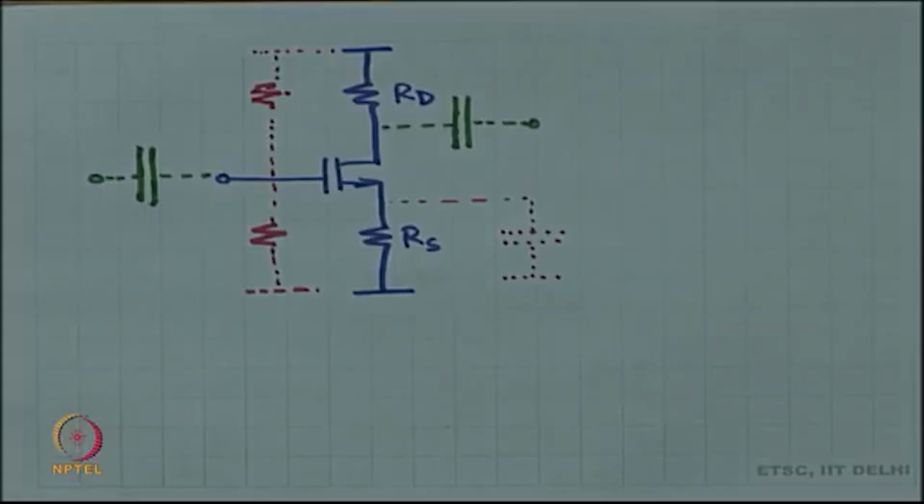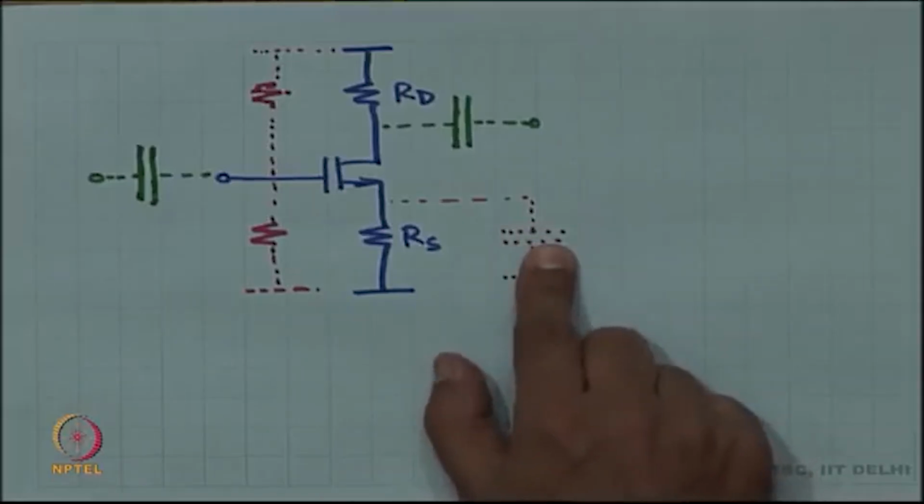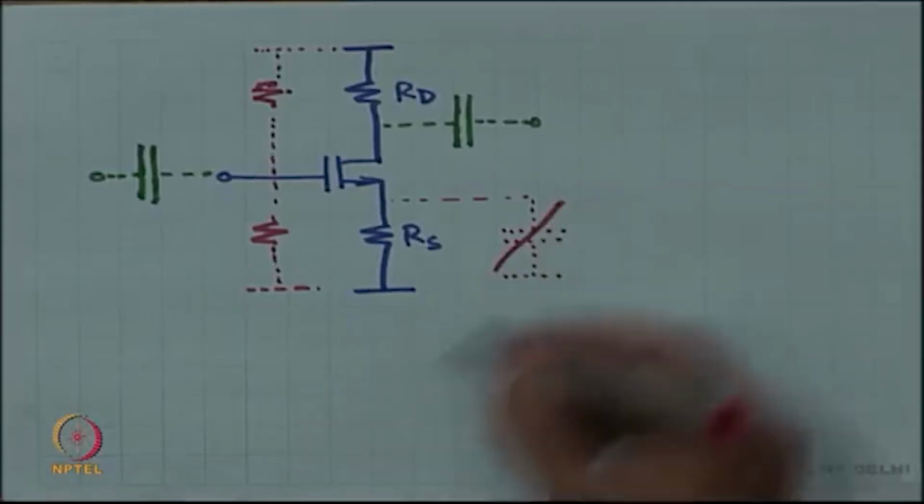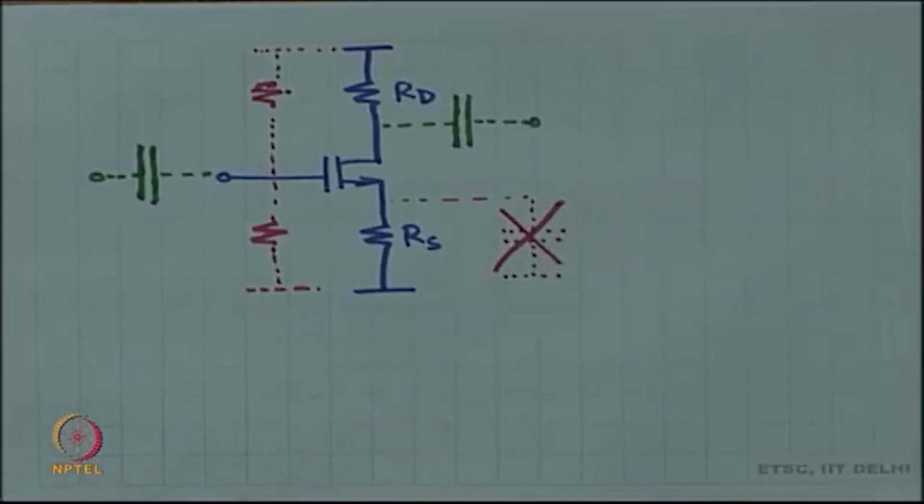Now, the question is, what if this last one, this capacitor, was not there at all? What would have happened? How will you solve this question? The way we solve our questions is by using a Norton equivalent model.